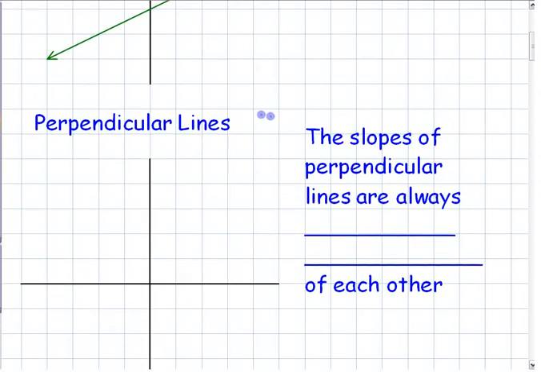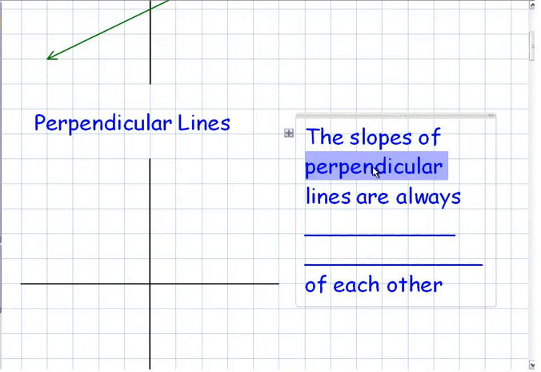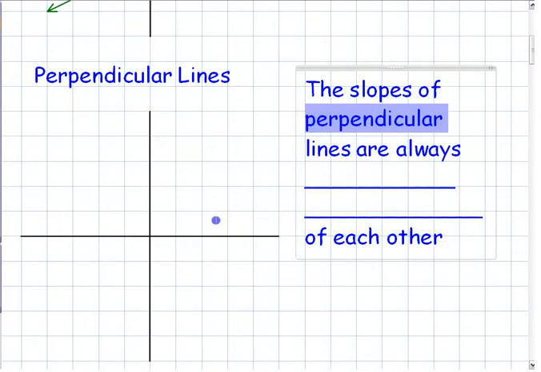If you haven't used that word before, maybe put a little definition in there. But now we want to figure out, how are lines that are perpendicular to each other, how are their slopes related? They're obviously not the same. So I want you to try and draw, you could draw a few different pairs if you want, but draw a pair of lines that are perpendicular.